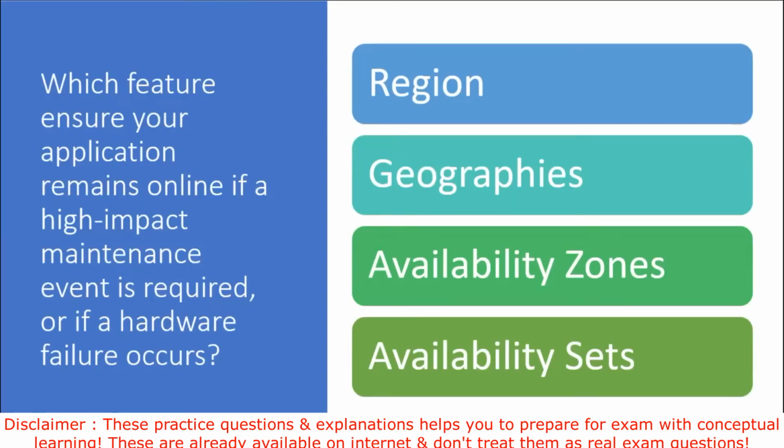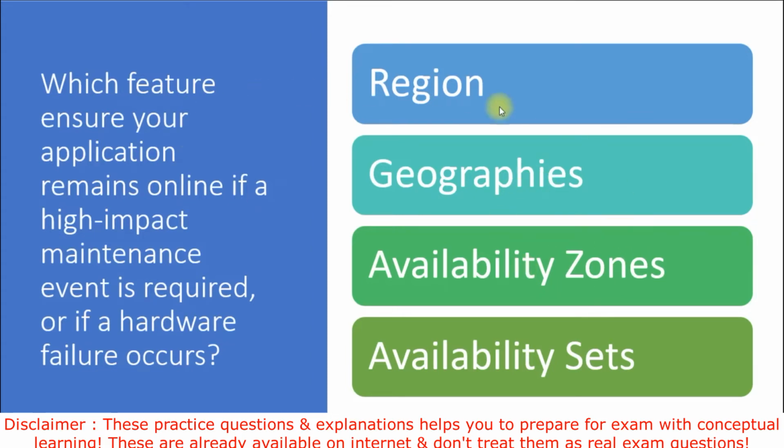Let's talk about this question. In this question, they are asking which feature ensures your application remains online if a high impact maintenance event is required or if there is any hardware failure. The options we have are region, geographies, availability zone, and availability set. To understand this question, we need to understand what exactly these four features are.